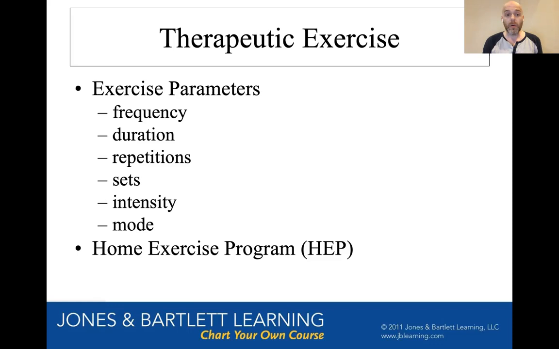Duration, how long do we want to see the patient for? Do we want to see them for a month? Do we want to see them for 2 months? Do we want to see them for 6 weeks, 8 weeks, those kinds of things? So we could say the frequency could be 2 times a week. The duration could be for 6 weeks.